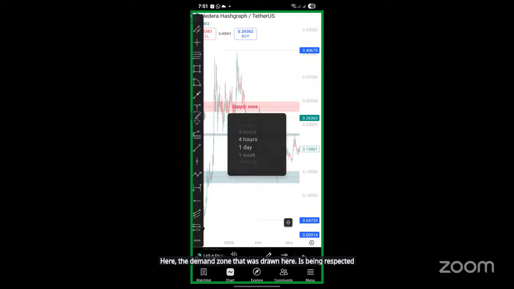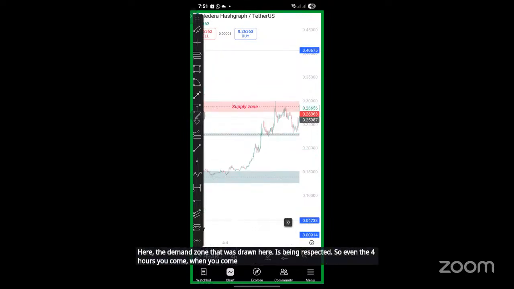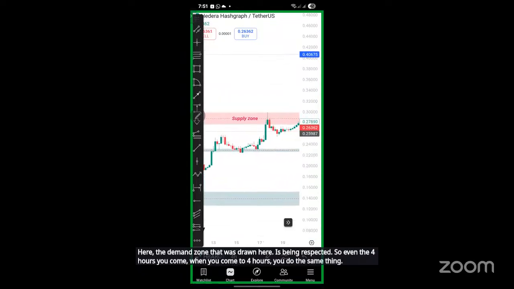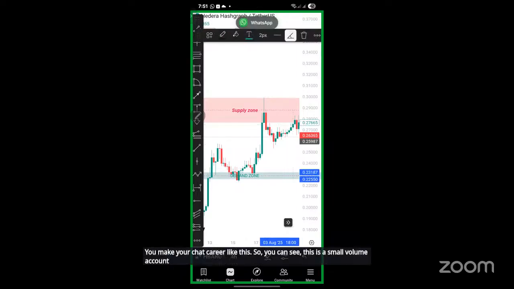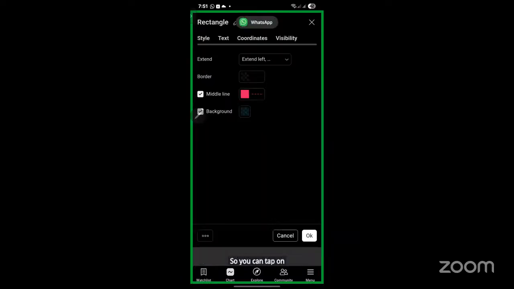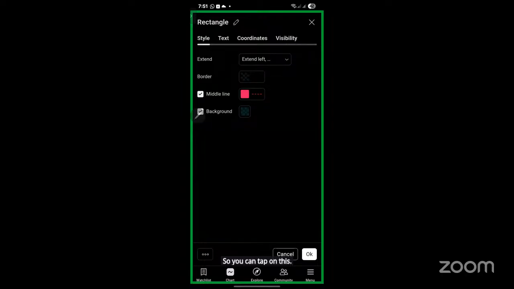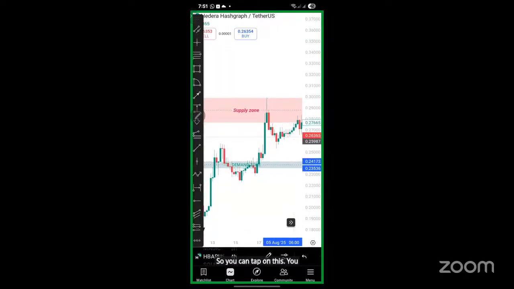So when you come to the 4 hours, you do the same thing. You make your chart clear like this. So you can see this is a small volume candle, this is a big volume candle. So you can tap on this. You can tap on the demand zone and you make it clear.